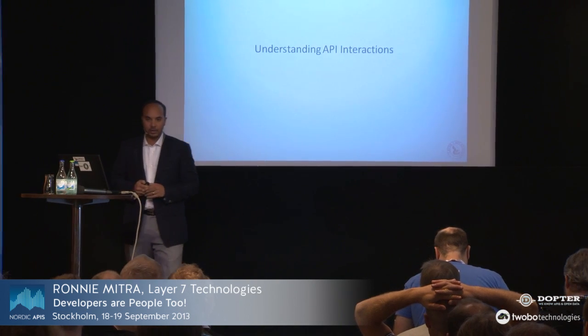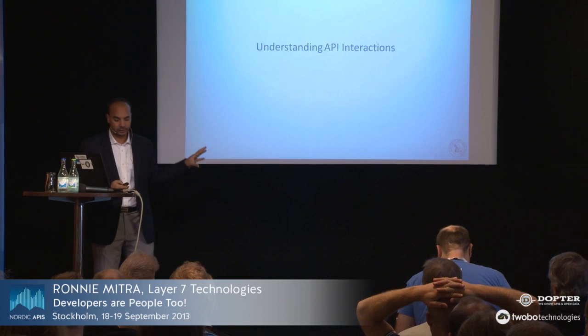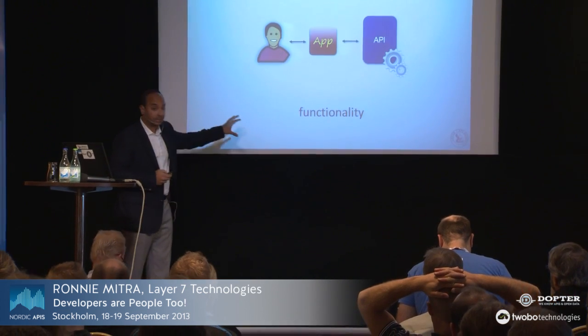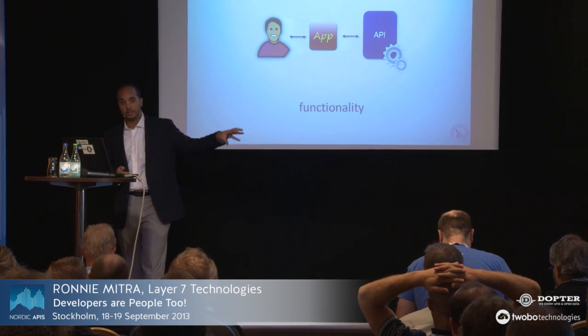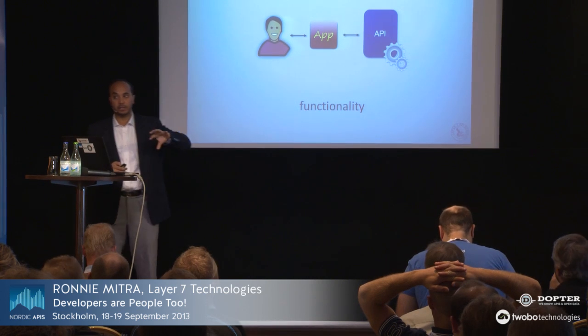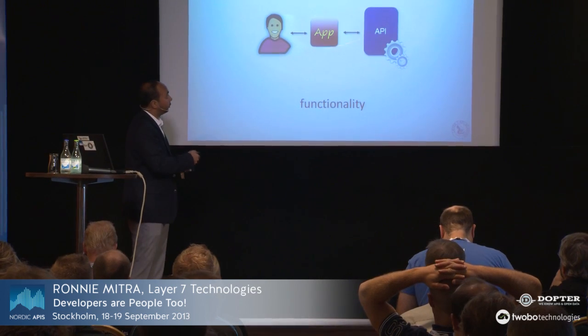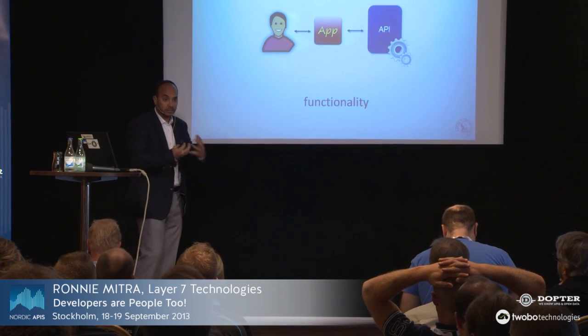If we look at these interactions a little bit closer and within these definitions, we can see from a functionality perspective, we have this type of interaction. End user uses an application that uses an API. And rightfully, we focus a lot on this, right? This is the meat. We have to figure out how to make all that work.